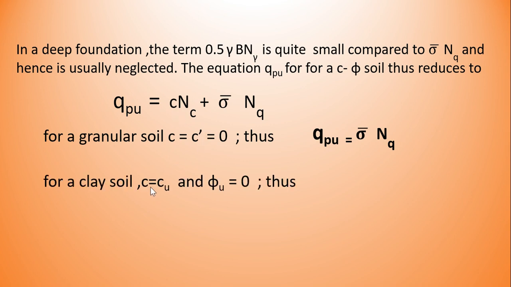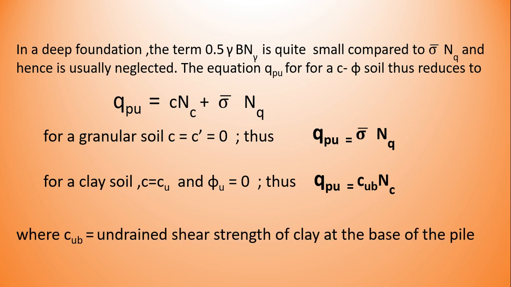For a clay soil, c is equal to Cu, that is undrained cohesion, and phi u is equal to 0. Thus the equation becomes QPU is equal to Cub Nc. Phi u is the angle of internal friction. When it becomes 0, this term sigma bar, which is the effective overburden pressure at the tip of the pile, also will become 0. Cub is the undrained shear strength of clay at the base of the pile.